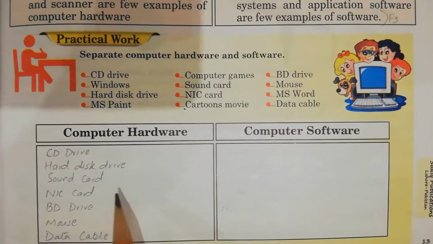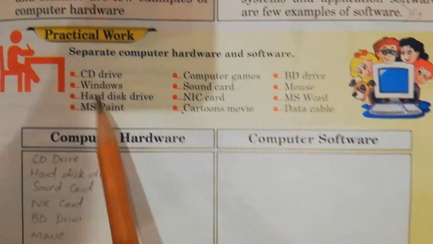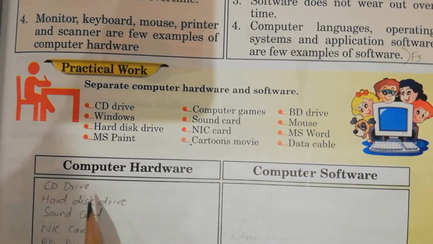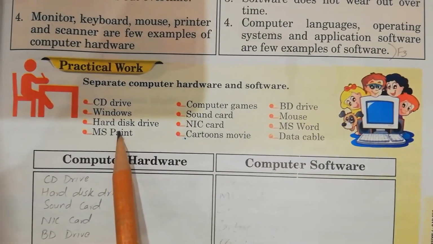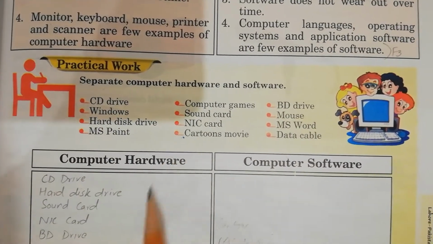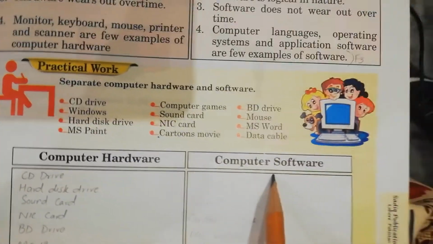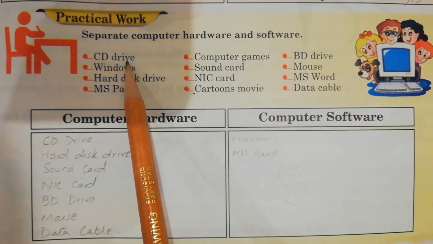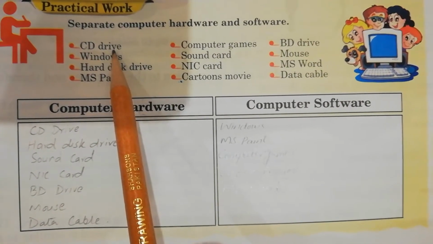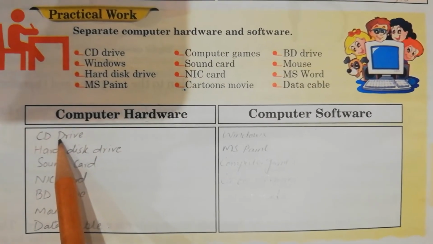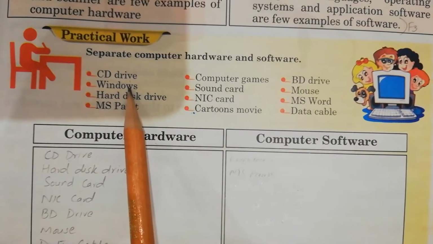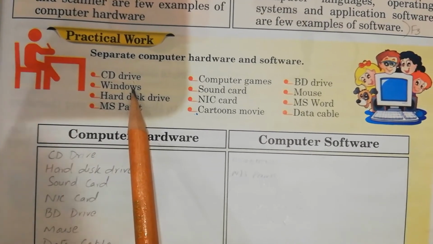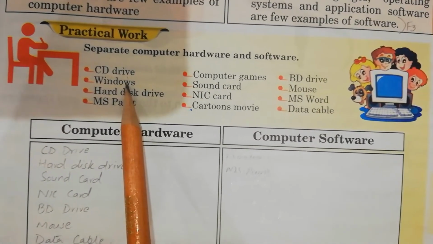Now come to the practical work. Separate computer hardware and software. You have to separate all these in the column of hardware and software. So we are starting from the first. CD drive. CD drive, as we can touch it, so it's computer hardware. Windows we cannot touch, we have to perform some specific operations on them, so it's computer software.